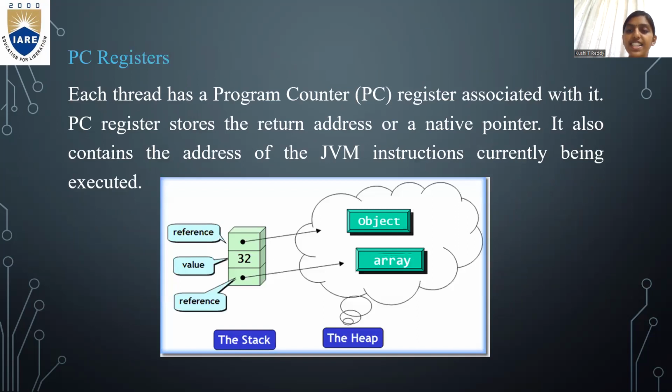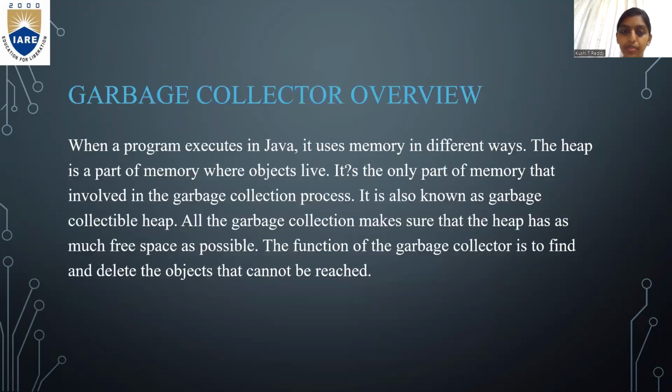So coming to the PC registers section. Each thread has a program counter. So PC is nothing but the program counter register associated with it. PC register stores the return address or a native pointer. It also contains the address of the JVM instruction currently being executed. As you can see in the picture, it has a reference value. It has an object array. It is the link between stack and the heap.